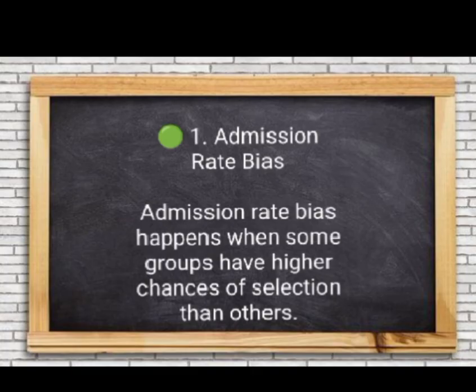Admission rate bias happens when some groups have higher chances of selection than others. Let's take an example. A university study includes mostly private school students and ignores public school students. So the result is that findings are not generalizable.